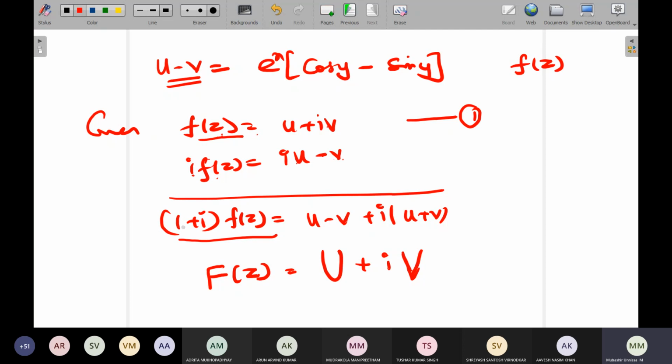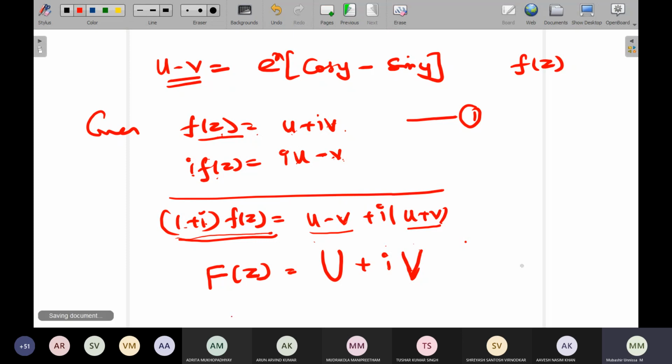When you add this, you'll get 1 plus i into f of z. Here the real parts you have to add together, so you'll get u minus v. The imaginary part is u plus v, so plus i into u plus v. This I'm taking as capital U, this as capital V, and this whole function, 1 plus i into f of z, I'm taking as capital F of z.